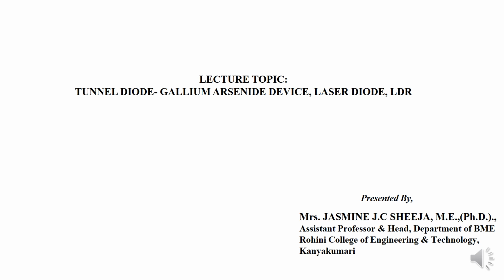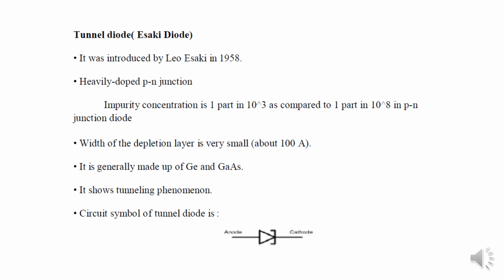Next are the tunnel diode, the gallium arsenide device, the laser diode and the LDR. Here we are using the tunnel diode. It is a heavily doped PN junction diode. Impurity concentration is 1 part in 10 to the power 3, as compared to 1 part in 10 to the power 8 in a PN junction. The width of the depletion layer is very small, and it is generally made of Ge and GaAs.